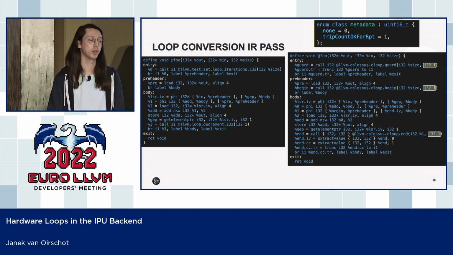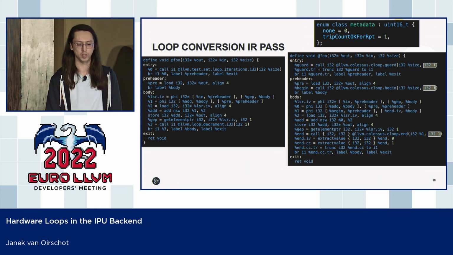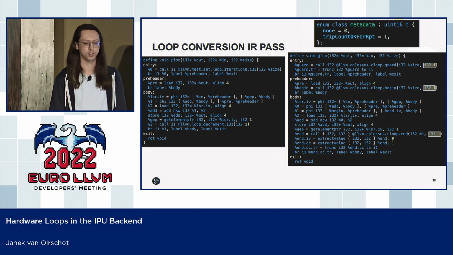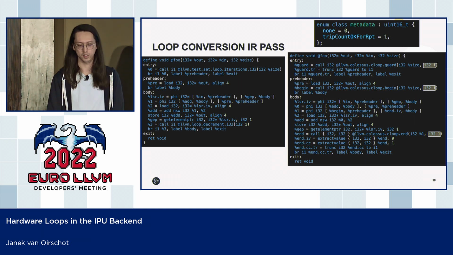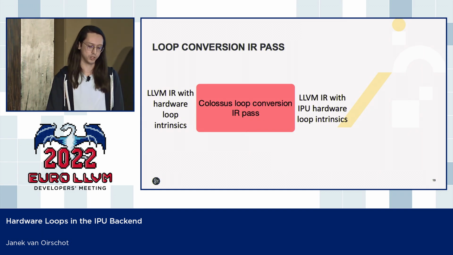In addition to that, we have an argument to denote whether we are targeting a repeat or a branchless error decrement. This one gets propagated all the way to the end, basically. In our case, 0 is a branchless error decrement and 1 is a repeat. In conclusion, this pass takes in LLVM IR with the target-independent hardware loop intrinsics and emits the LLVM IR with the IPU hardware loop intrinsics.